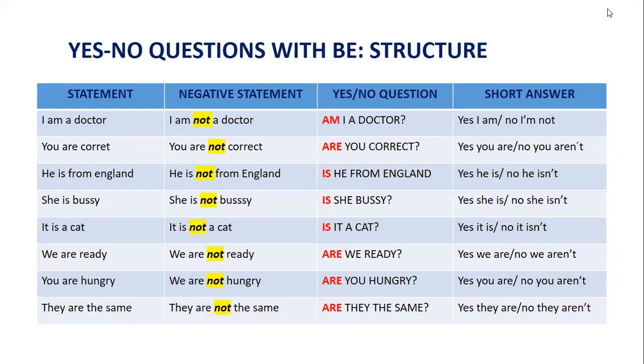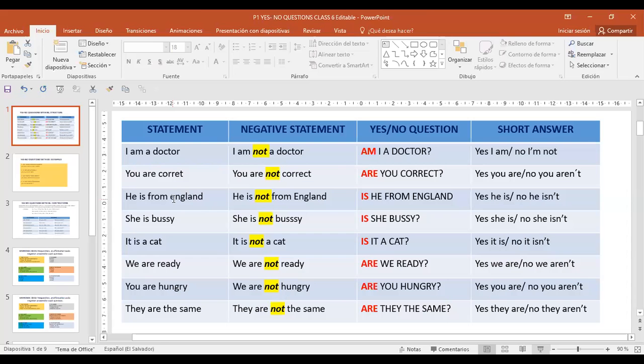Okay, in the case of be, we have the statements, las afirmaciones, ¿verdad? I am a doctor. A negative statement, I am not a doctor. A yes, no question, am I a doctor? A short answer affirmative. Yes, I am. Short answer negative. No, I'm not. You are correct. You're not correct. Are you correct? Yes, you are. No, you aren't. He is from England. He is not from England. Is he from England? Yes, he is. No, he isn't.